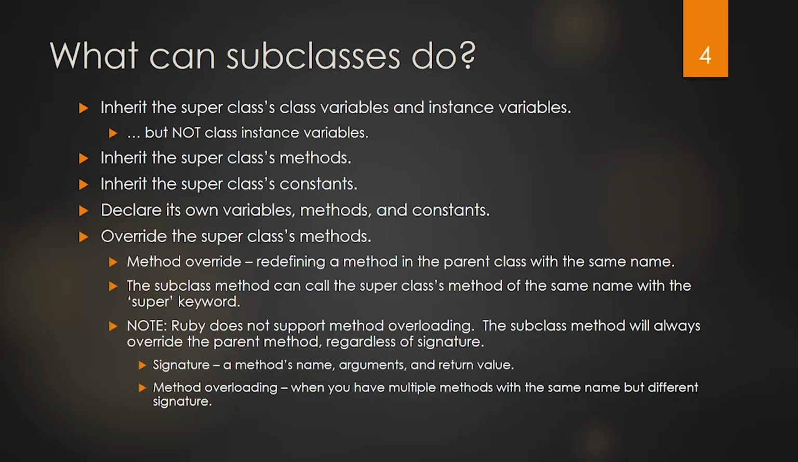If you're coming from another language, it's worth noting that Ruby does not support method overloading. The subclass method will always override the parent method regardless of the method's signature. And by method's signature, I mean a method's name, arguments, and return value. So basically in other languages, if you have a method, like say Go, with 0 arguments, and then another method called Go with 1 argument, and another method called Go with 2 arguments, those are all considered separate methods in certain other languages like Java. In Ruby, that is not the case. Regardless of the signature, the child method will override the parent method, regardless of how many arguments each one has.